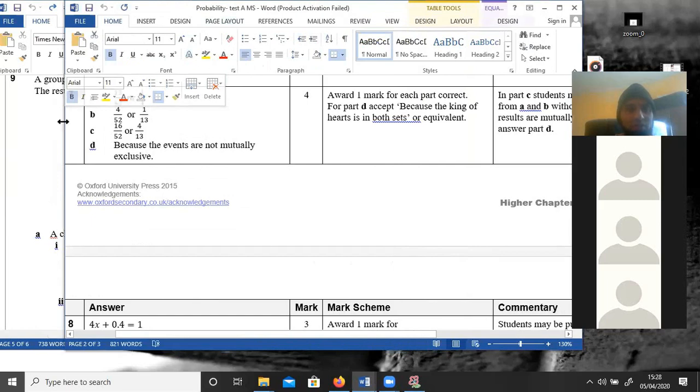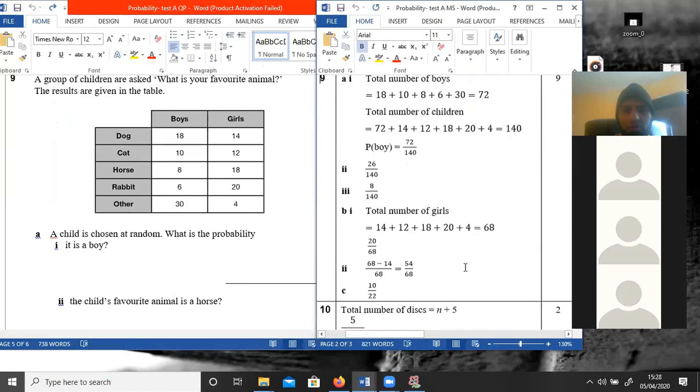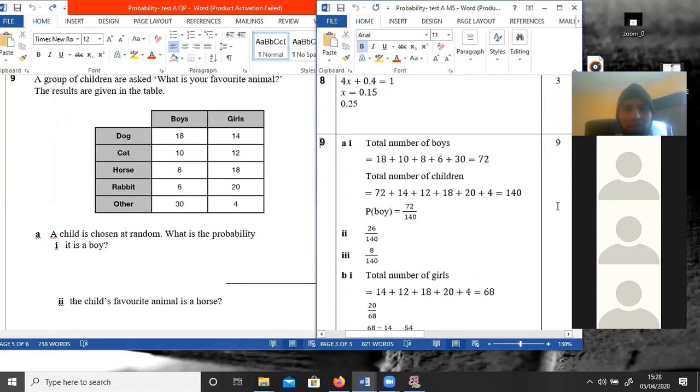Well, obviously, it's not always enough to know the method. You need an accurate answer in exams as well, which is very, very important. So we're going to look at that now. The total number of boys I got from counting was 72. And the total number of children is 140. So the probability of getting a boy is 72 out of 140. That's your first one.